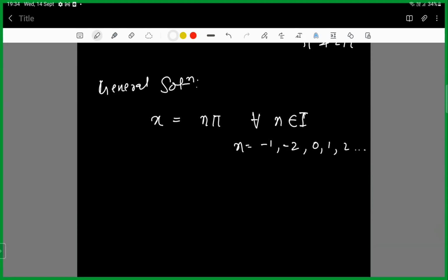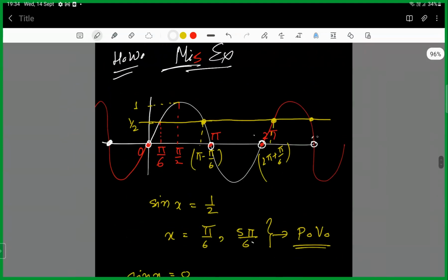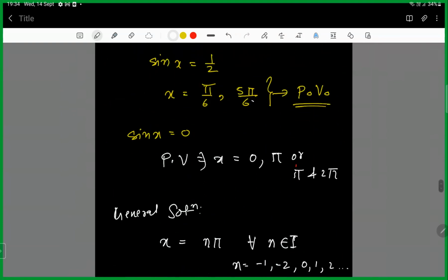If you put 1, you'll get pi. If you put 2, you'll get 2 pi. If you put 3, you'll get 3 pi. Everywhere, the value of this function is 0. So this is your 3 pi. Again at 4 pi the value will be 0. So this is called your general solution.